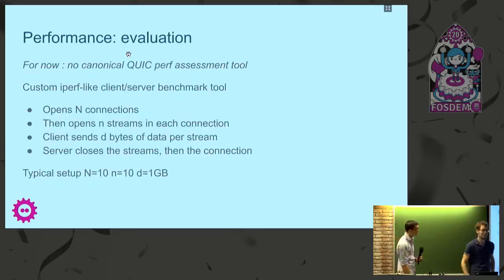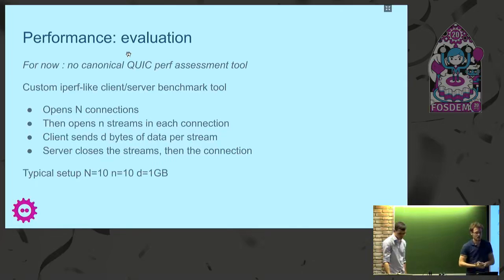So we did some benchmark, obviously, to see how well we were performing. And the issue is that for now, there is no canonical QUIC performance assessment tool. There are a bunch of tools being developed, but there is no canonical one. So what we did is develop a custom Hyperfly client and server tool that consumes the VPP message queue through shared memory, so attached to the application.